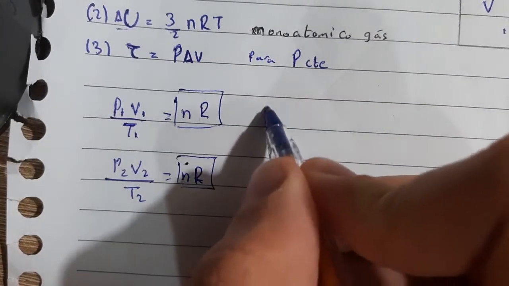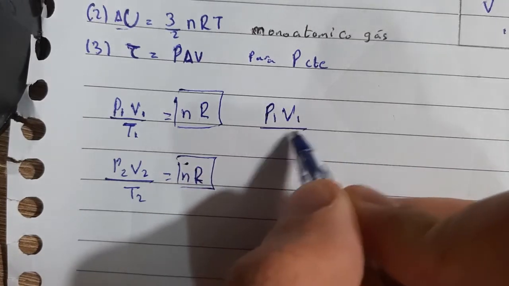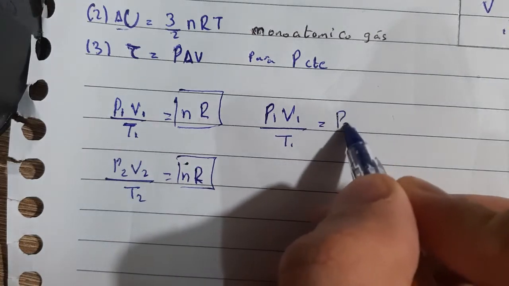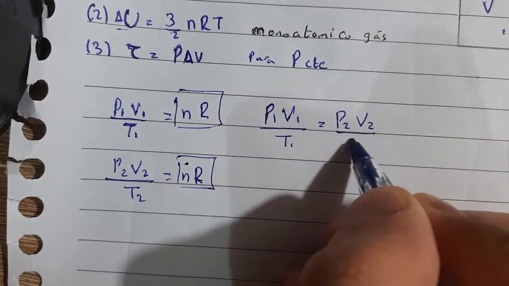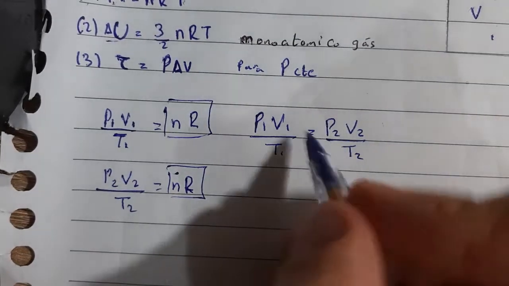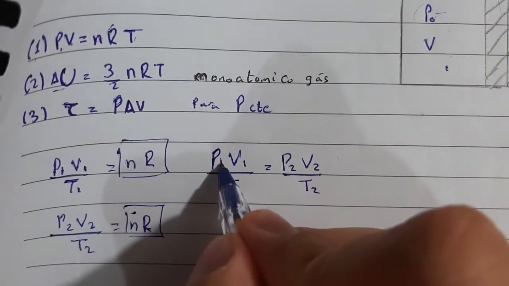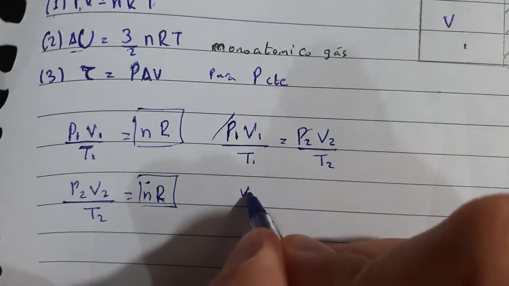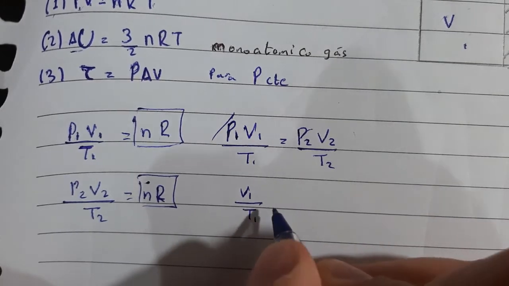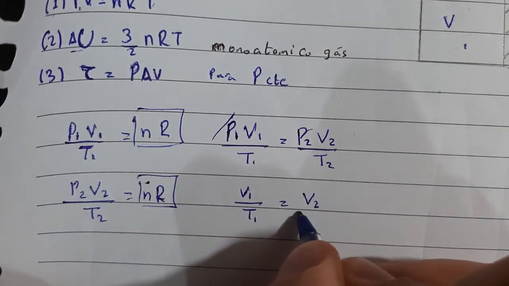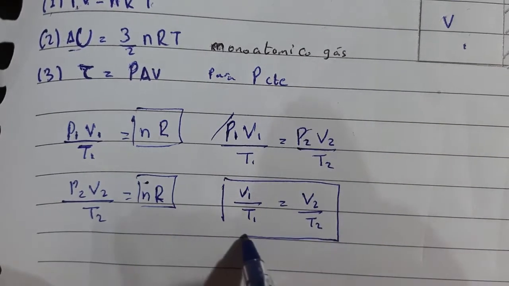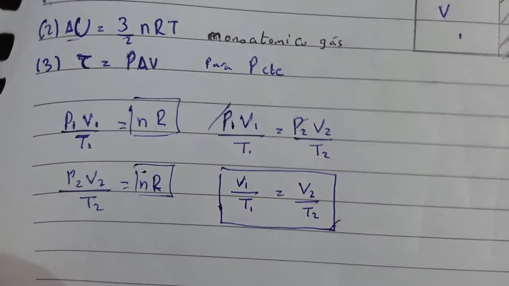But in this situation you have that P1V1 divided by T1 is equal to nR, and nR is equal to P2V2 divided by T2. And he tells you that the pressure is constant, so pressure 1 and pressure 2 are equal, so we can cancel it, and V1 divided by T1 must equal V2 divided by T2. Okay, so this is what we're going to use now.